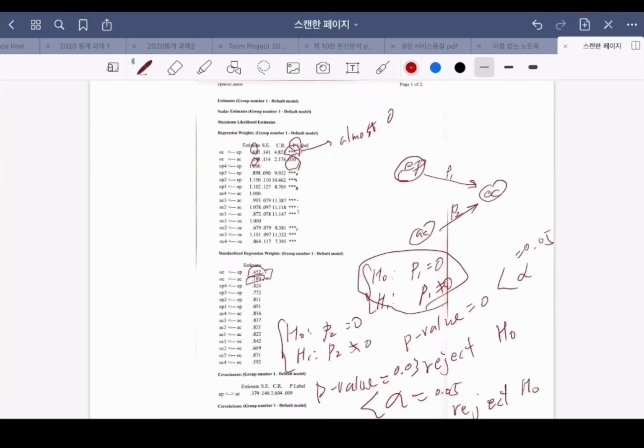So you cannot reject the null hypothesis in this case. It depends on the alpha value. If you want to support the relationship between AC and OC, then you have to set alpha equal to 0.05, and then you reject the null hypothesis. That means there is a meaningful relationship between AC and OC.